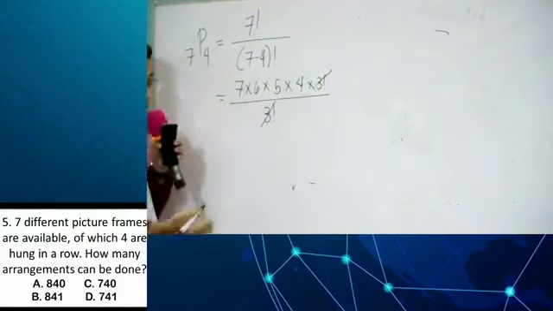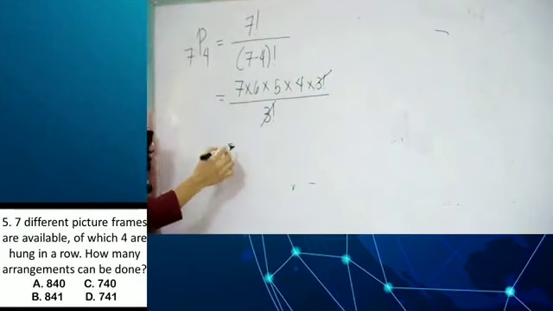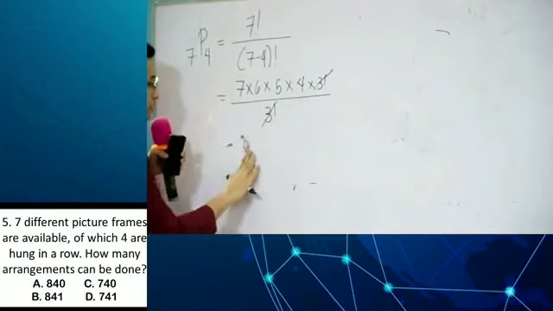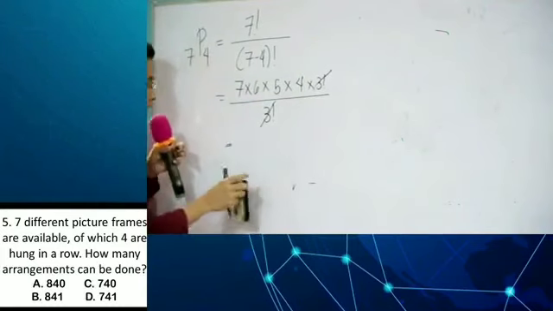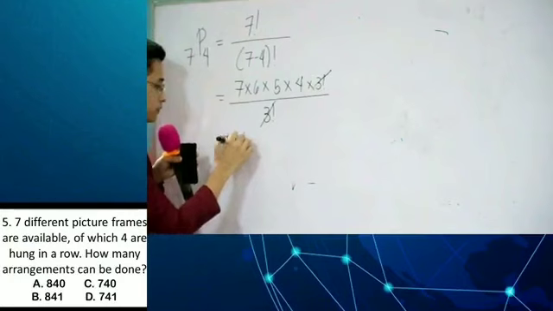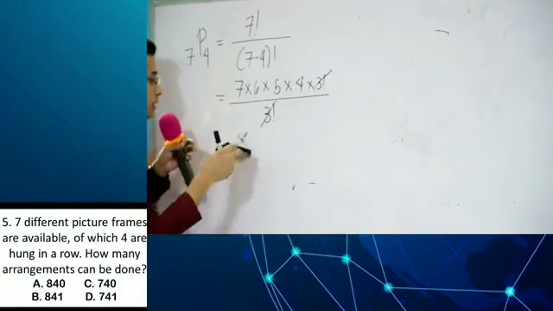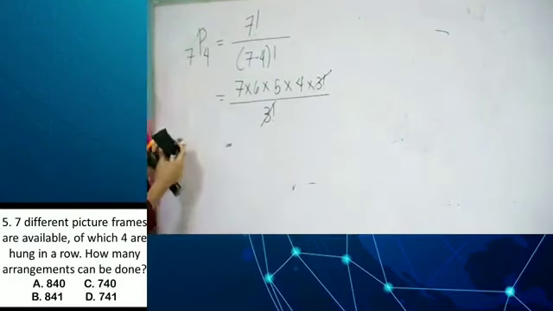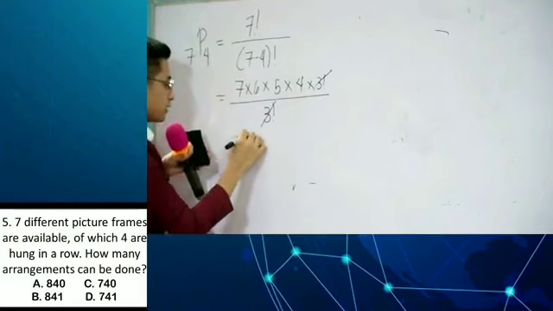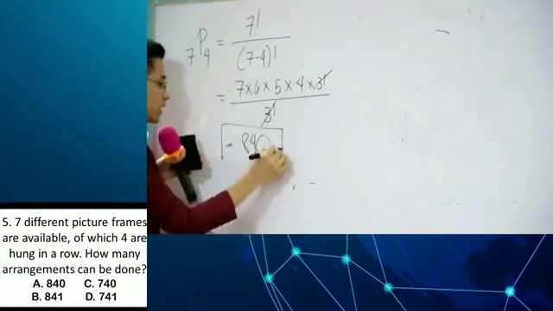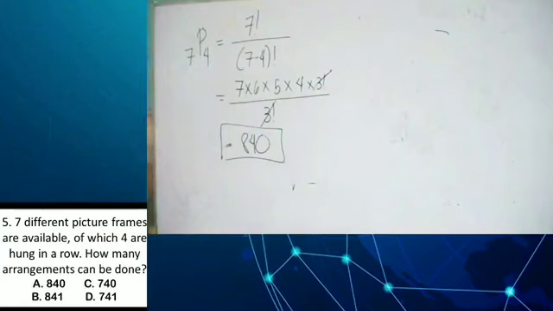So, we can cancel this out. So, 7 times 6 is 42. 42 times 5, 210. 210 times 4, 840. So the answer here is 840 ways. Okay, so nagets naman yung difference between permutation and combination.